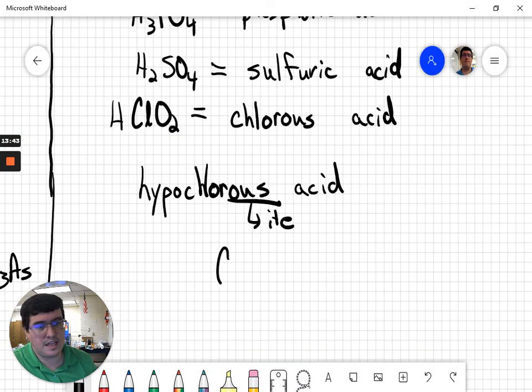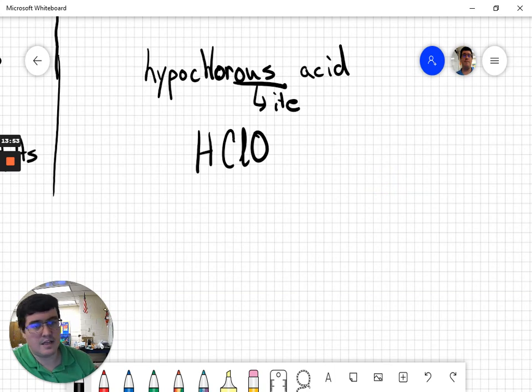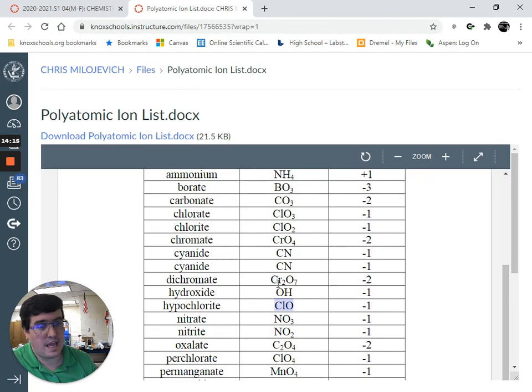So I'm going to put ClO. Since it was -1, I only need the one hydrogen. What about something like dichromic acid? Well, we need to remember, you try it out. Pause if you need to, try it out. All right, ic started off as ate, so we're going to look for dichromate. Dichromate is Cr2O7.